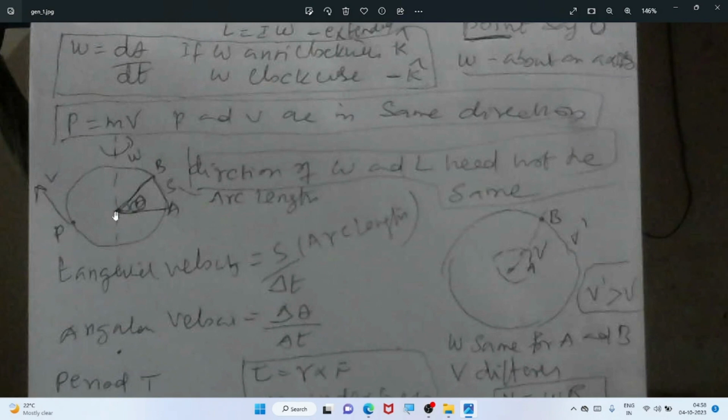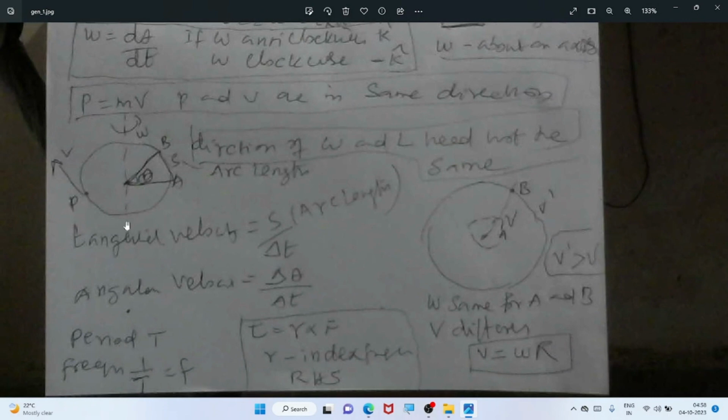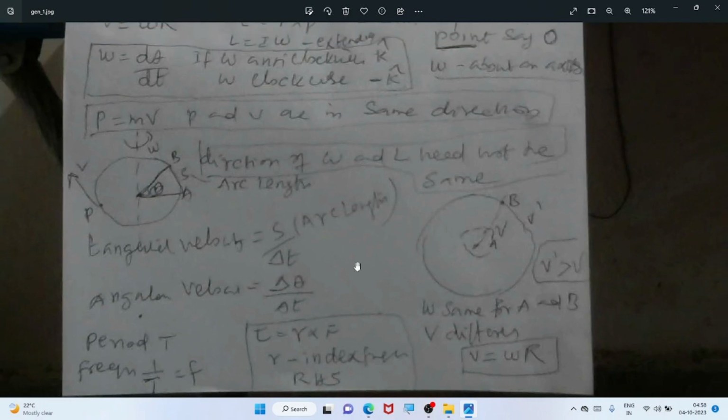When you take a circle, this distance is called the arc length along the circumference. If you cover from here to here, this distance is called the arc length. The tangential velocity equals arc length divided by the time. The angular velocity is the change in the angle divided by the time.